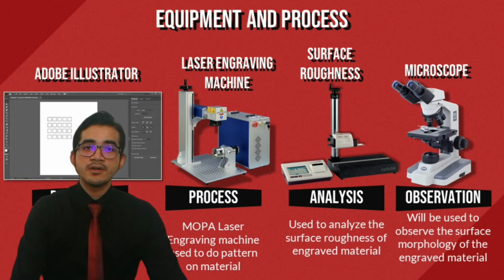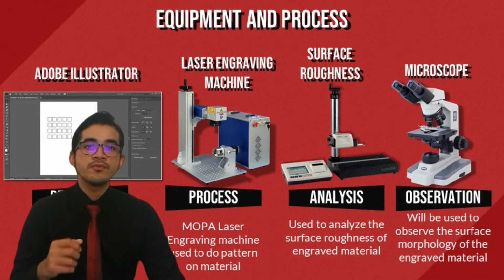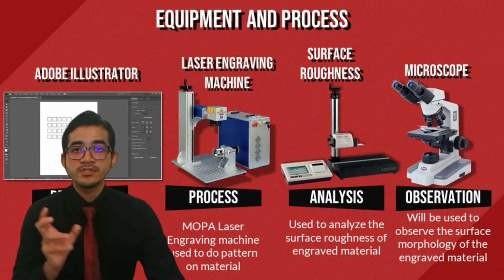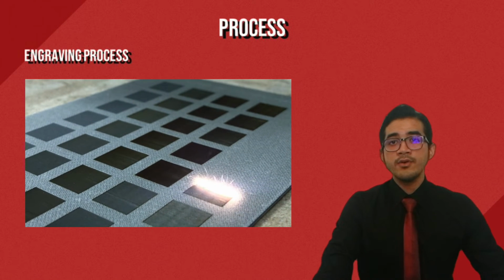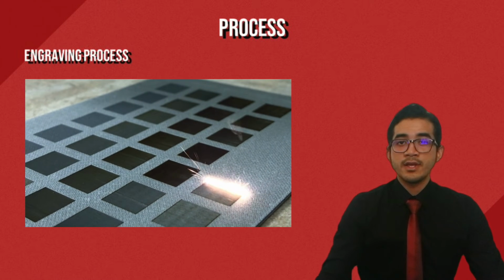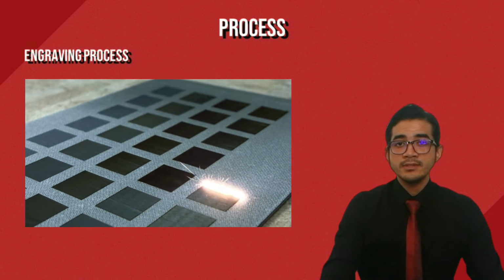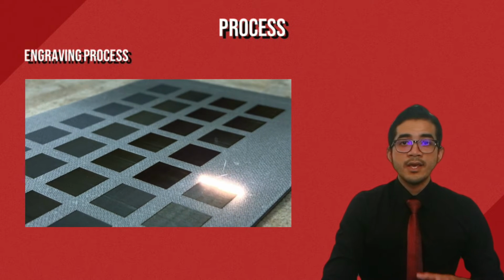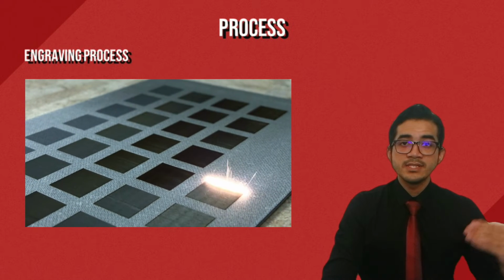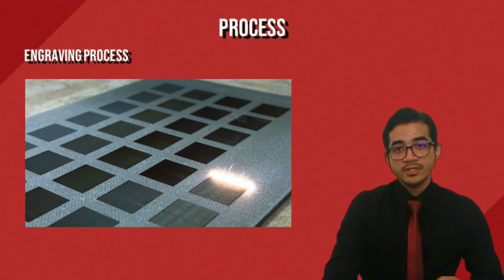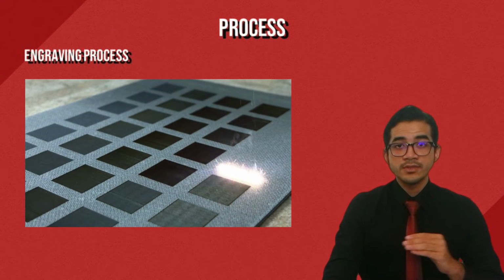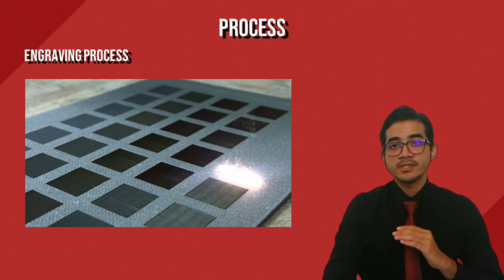The surface roughness test is to analyze the surface roughness of the engraved material. And the last one is the microscope, used to observe the microscopic view of the microstructure of the engraved material surface. Here is the video of the engraving process. The engraving was done using the engraving machine, and the pattern designed in Adobe Illustrator is transferred onto the surface of the stainless steel, which is being engraved by the machine.